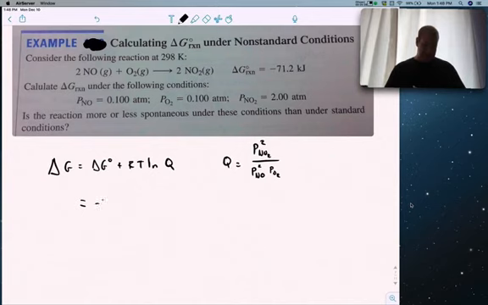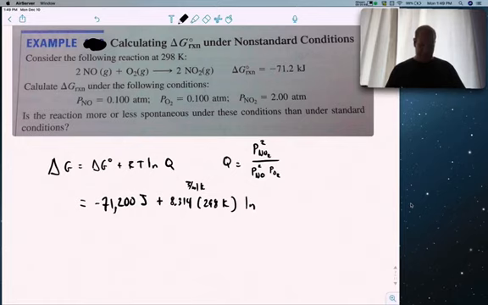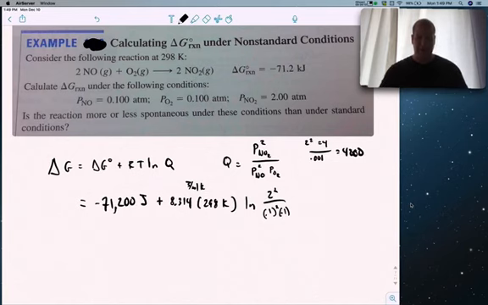So let's apply the equation. Delta G is minus 71.2, I always write this out because I always forget, kilojoules, plus R, 8.314 joules per mole Kelvin, temperature 298 Kelvin, natural log of Q. For NO2, this is going to be 2 squared over 0.1 squared times 0.1. Oh, that's 4,000, right? So 2 squared is 4, and over 0.001, this is 4,000. Okay. So let's go ahead and put that in the calculator.